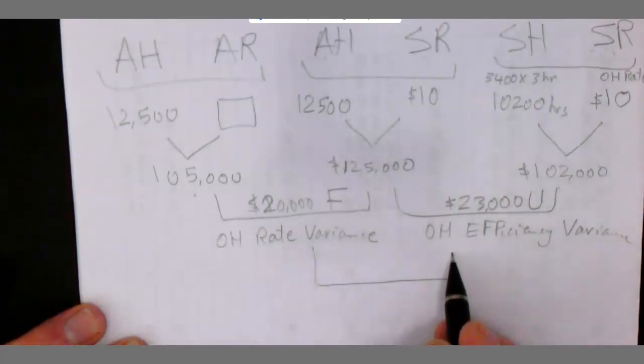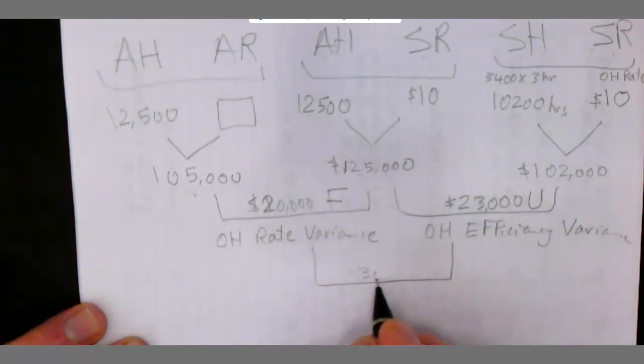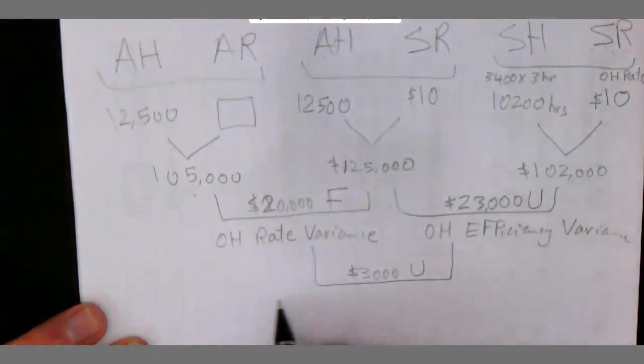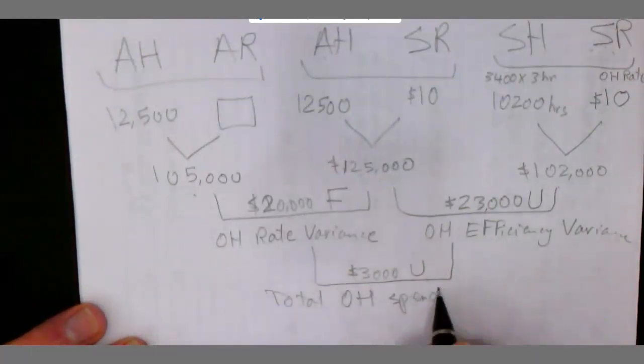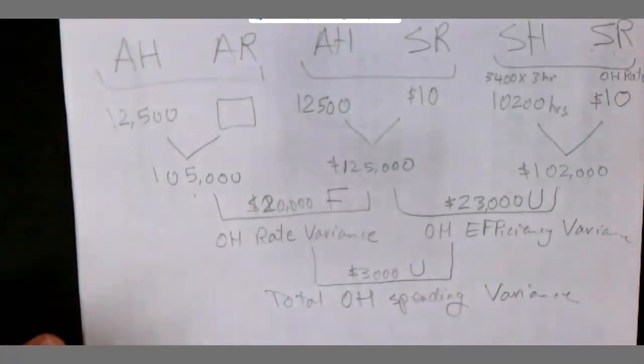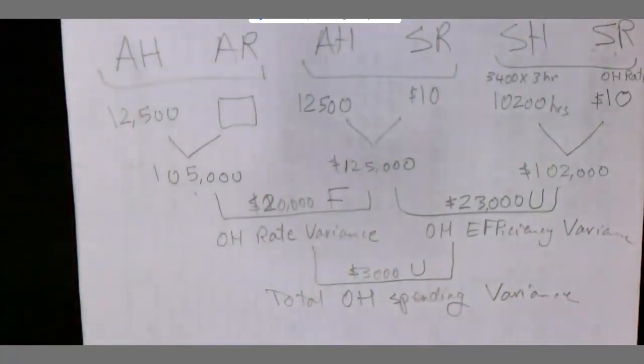If you attach these two to each other, 23 minus 20 is $3,000. And because unfavorable is bigger than favorable, that ends up to be unfavorable. That is total overhead spending variance. So total overhead spending variance was $3,000 unfavorable, yes. However, the overhead rate variance was favorable by $20,000, but overhead efficiency variance was unfavorable by $23,000.